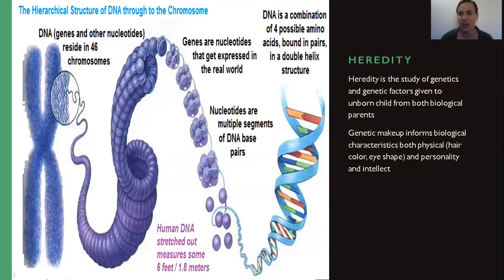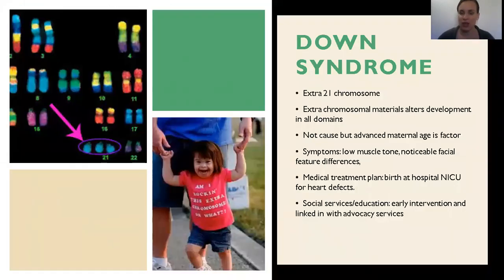And we're just looking at the genetic factors that are given to the unborn child from both of their biological parents. So Down syndrome, that's a chromosomal issue. In that past slide, I was talking about DNA. So we have these pairs of chromosomes, and in the 21st one, on the left-hand side of the slide, you see that there should be just two where the 21 is, but where it's circled, there's 3. So this is extra chromosomal material, which then alters the development of all domains for children with Down syndrome. We don't know specifically what causes Down syndrome, but we do know that advanced maternal age is a factor.